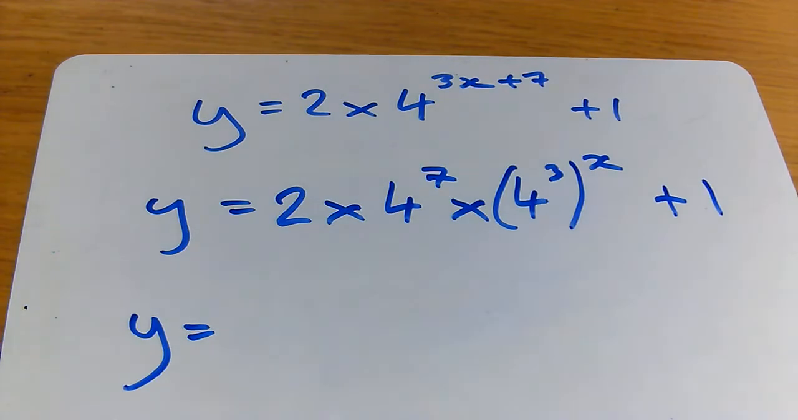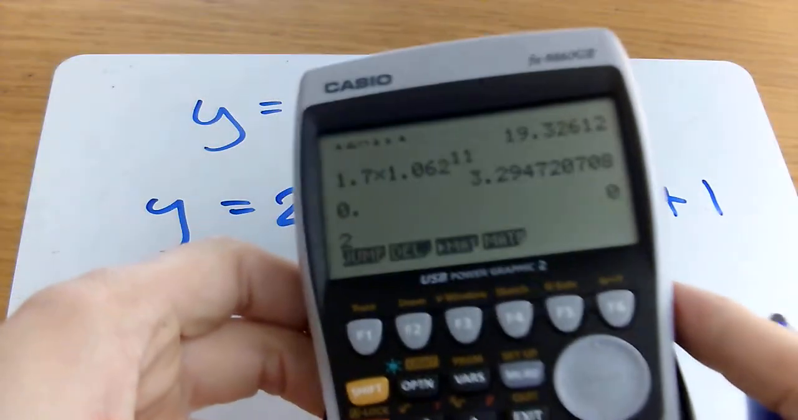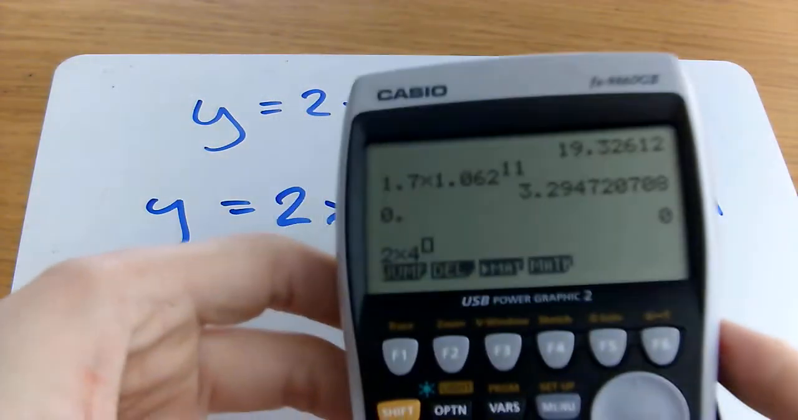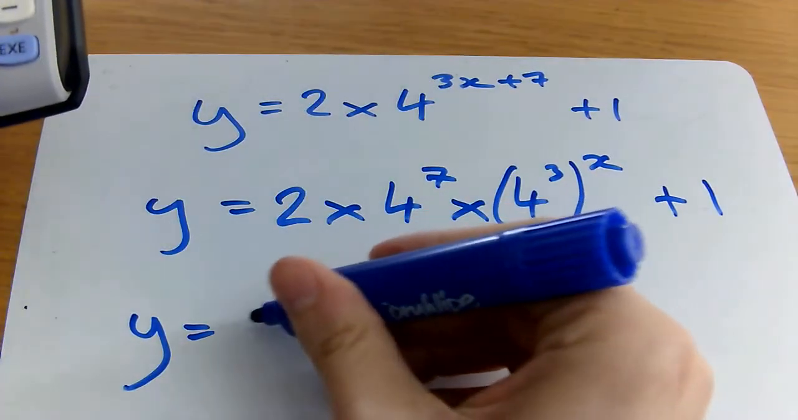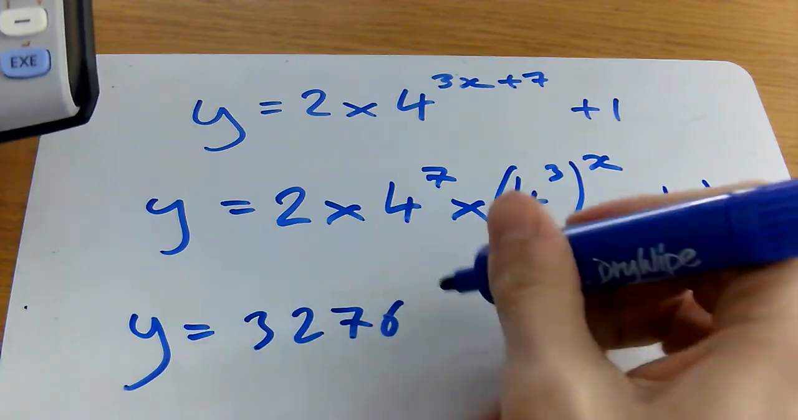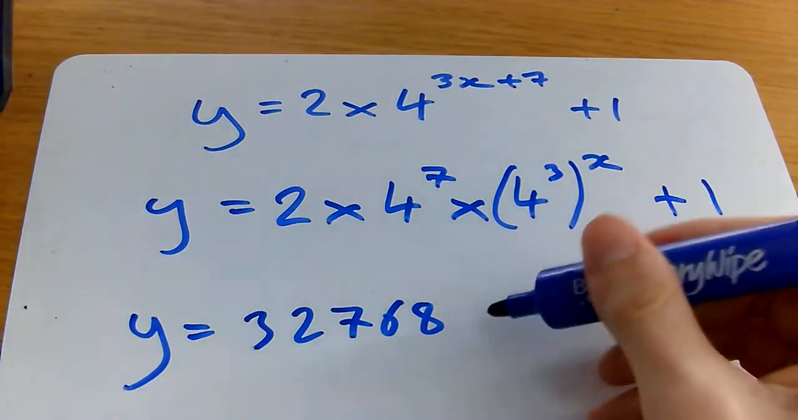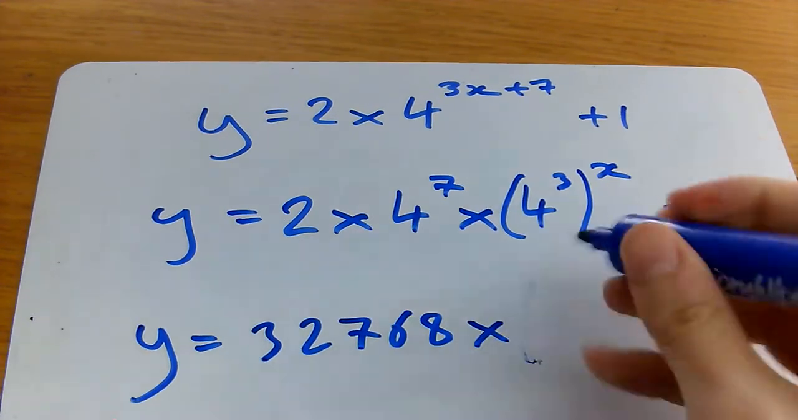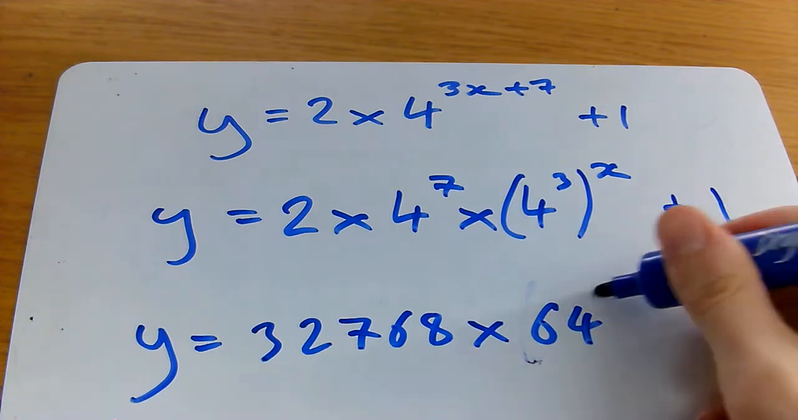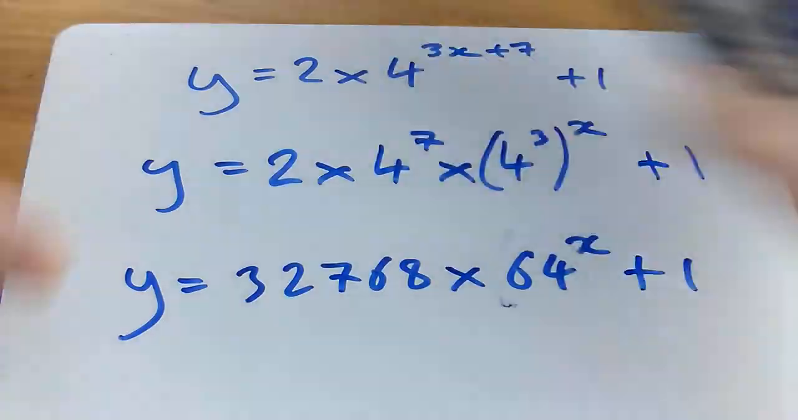I'm not actually sure what that is. Let me just go on the calculator and work it out, but I'm just going to do 2 multiplied by 4 to the power of 7, and it's 32768, so that's what goes there. And 4 to the 3, I know that one is 64 actually, so I'm going to just put in 64, I'm going to write that in there, to the power of x, and then there's +1 at the end. So that is a more simple way of writing this function.